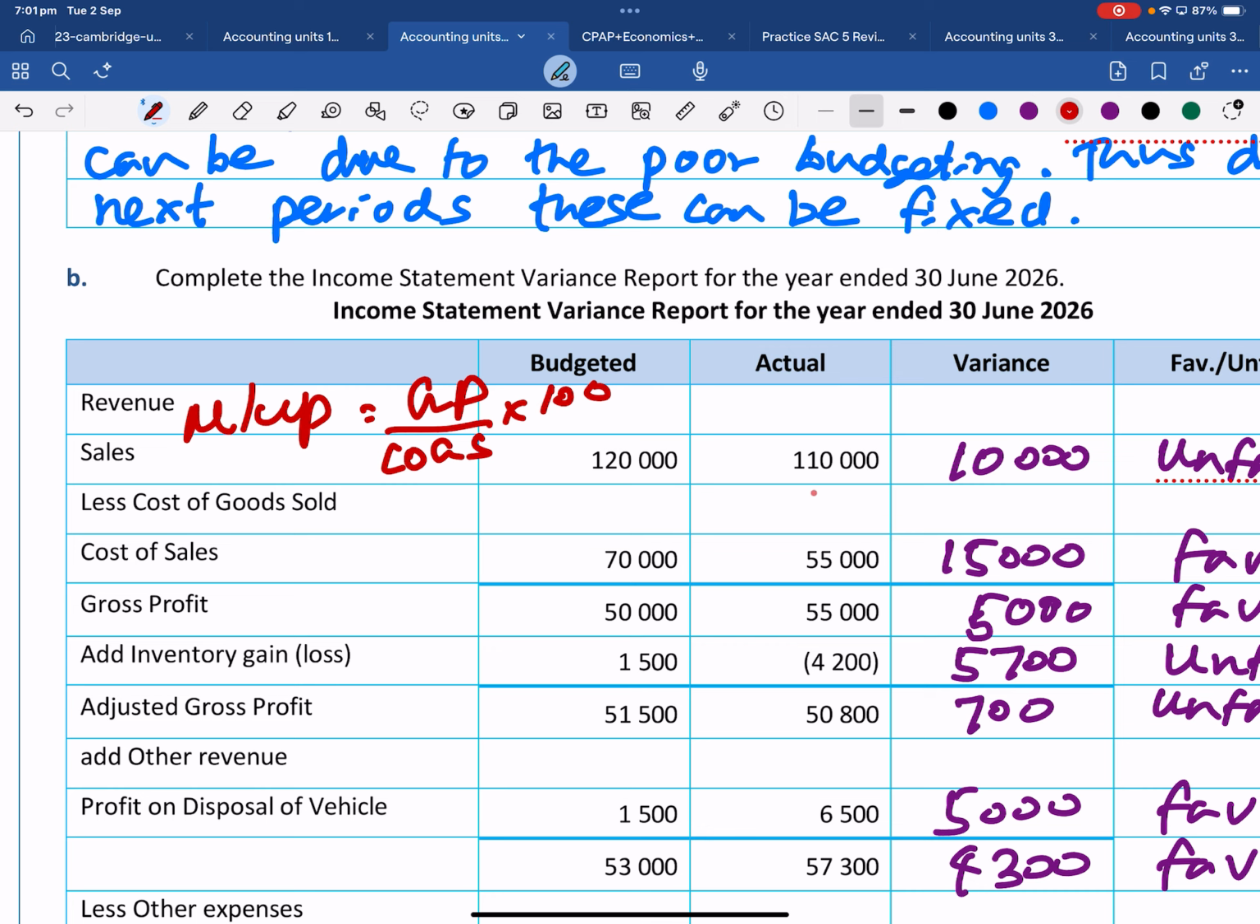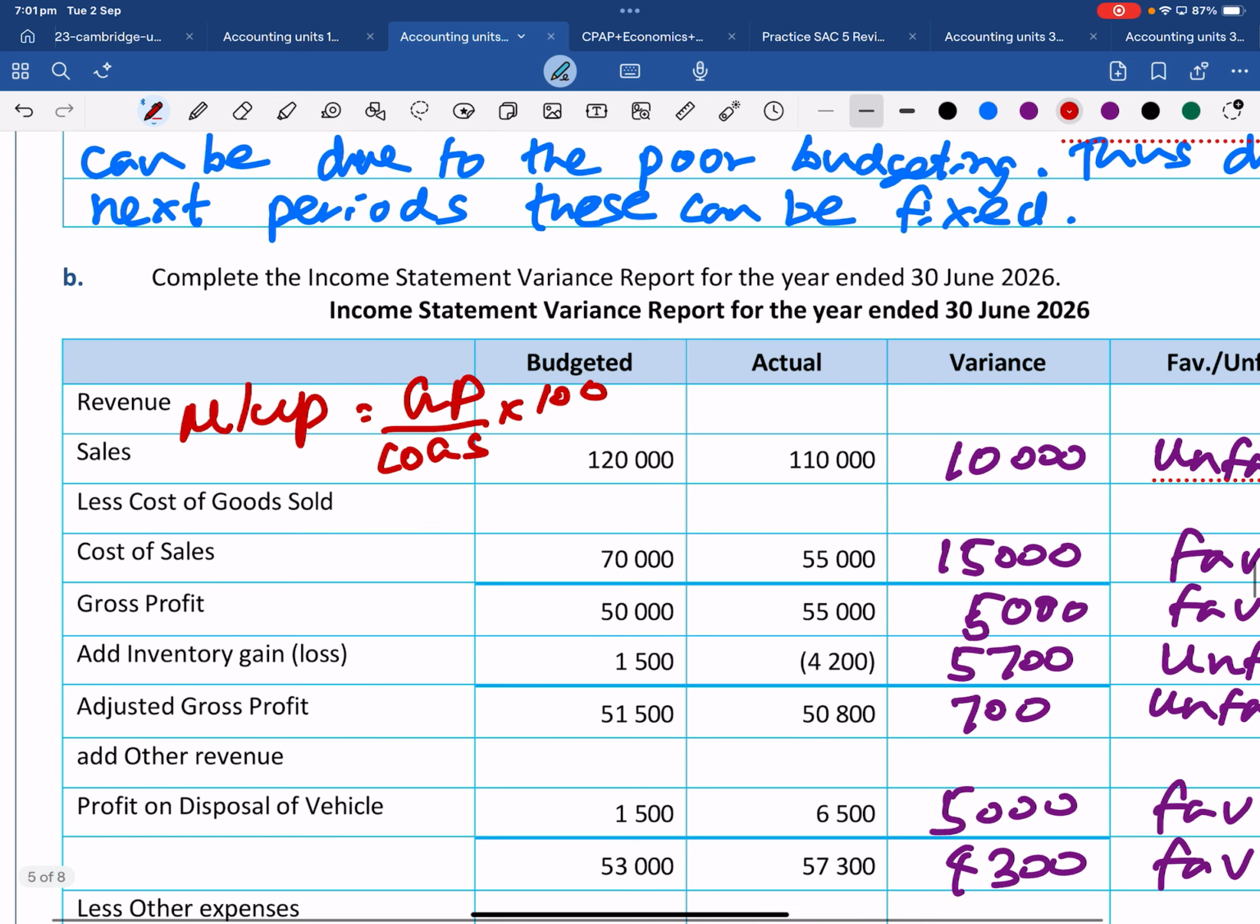So then, what was it for the actual one, Christian? Gross profit was 55k. Cost of sales also 55, times by 100, which is 100%. Yeah, 55 goes into 55, 100%. Make sense? Yeah.